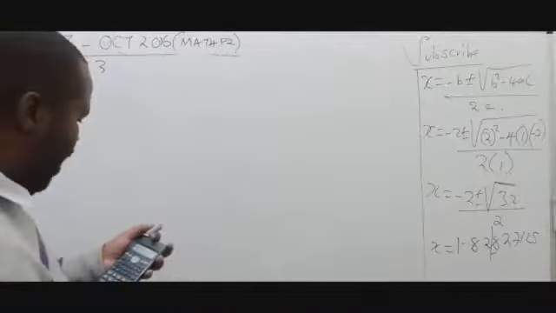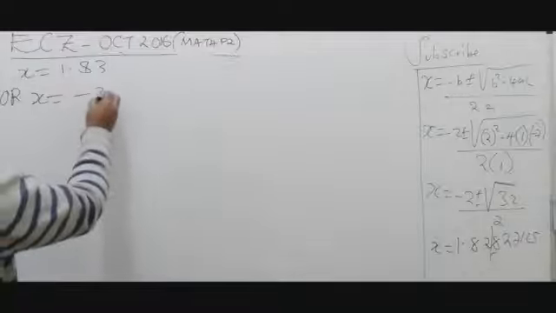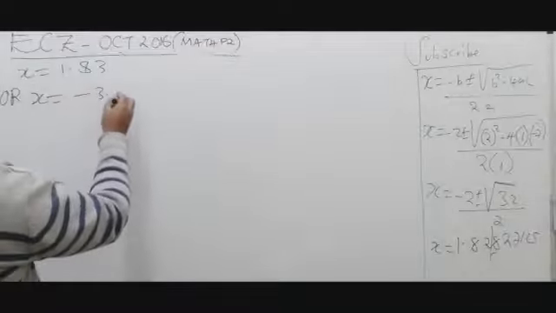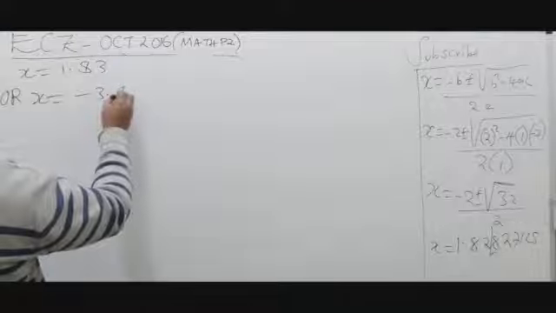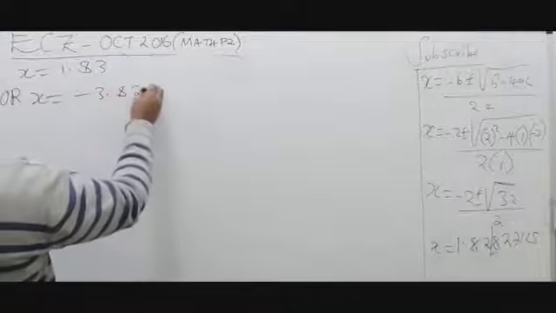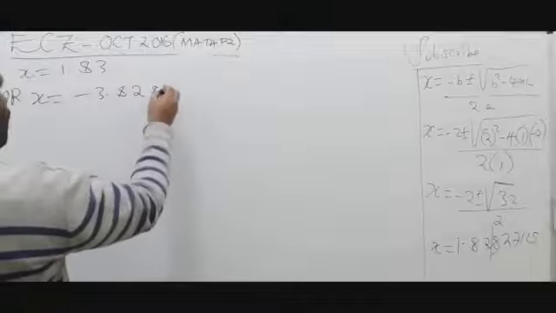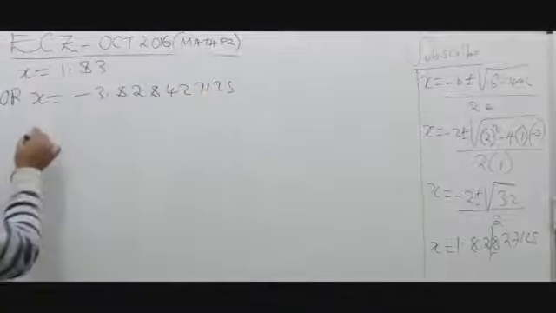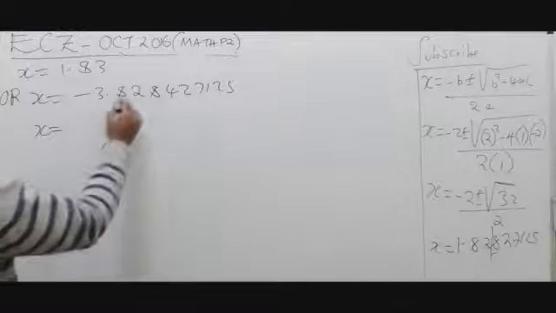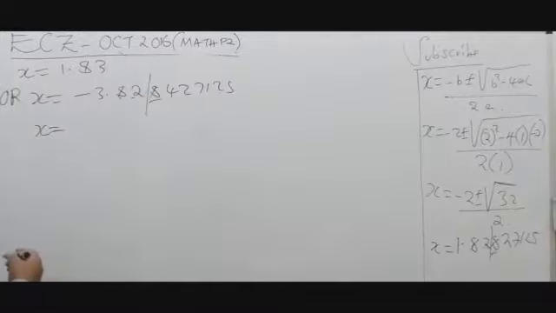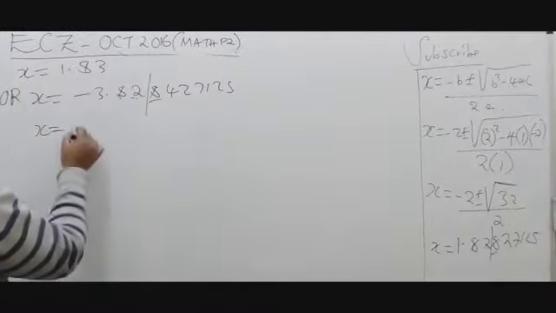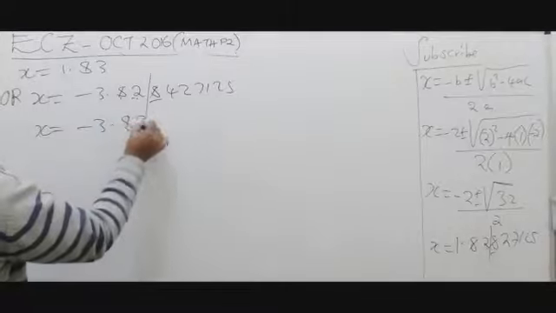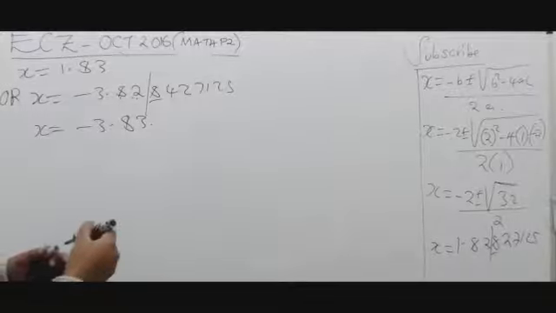Alright? So you have negative 3.828427125. Alright? Then we round off these to 2 decimal places. 1, 2, cut here and consider 8 as 1. 1 plus that is 3, so negative 3.83. Those are your answers. You get the 5 marks there.